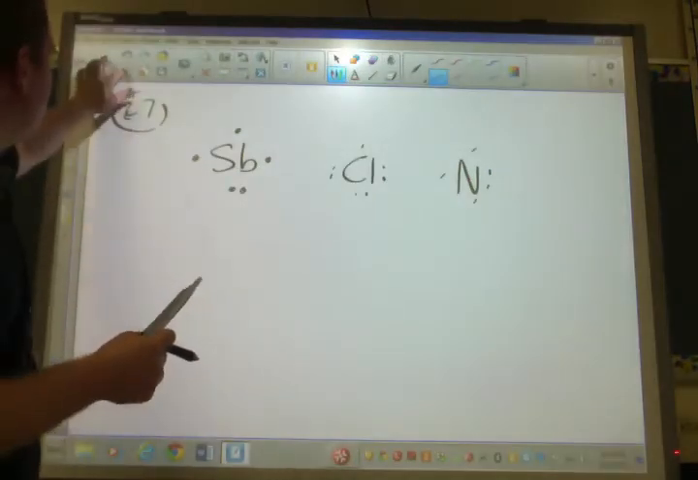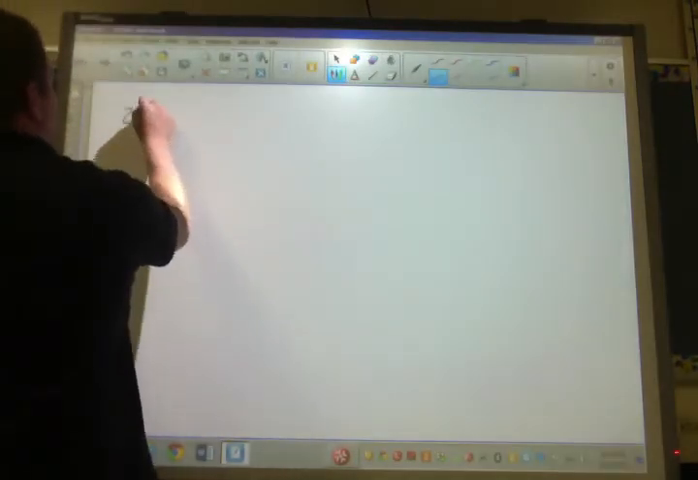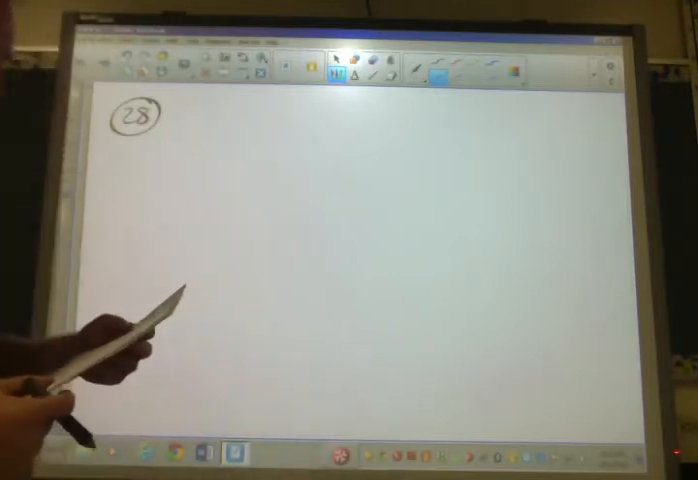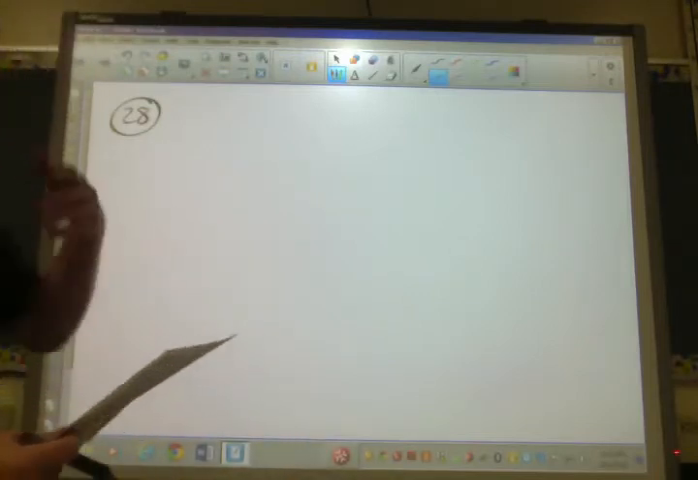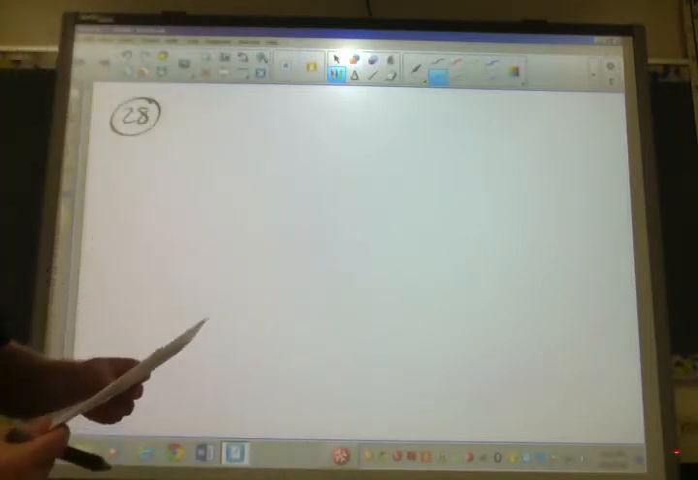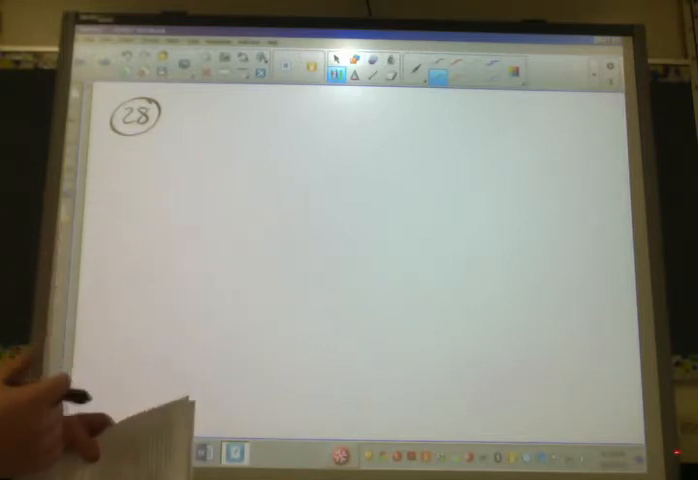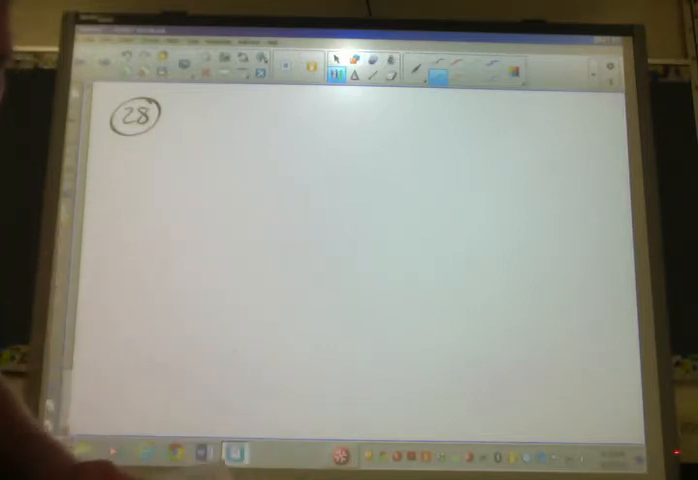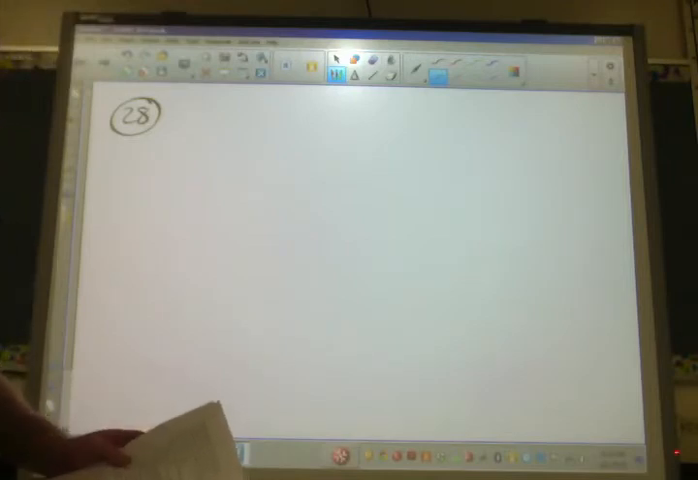28. What is meant by ionization energy? Ionization energy is the energy to ionize, or in other words, to turn an atom into an ion. Now, how do you turn an atom into an ion? You remove electrons from it. So basically, it's the energy required to remove an electron.